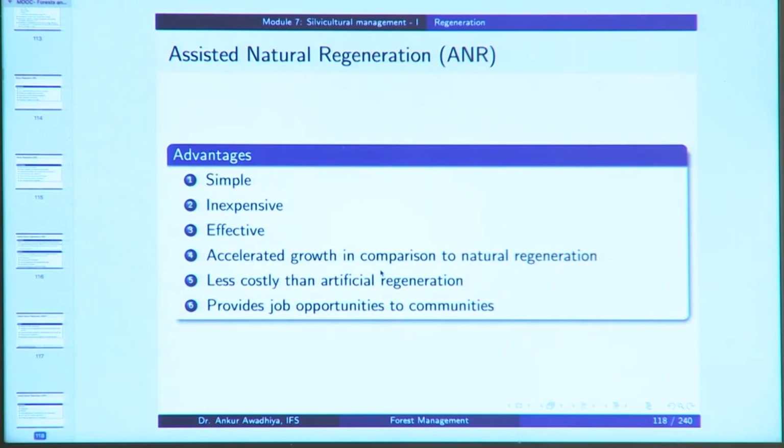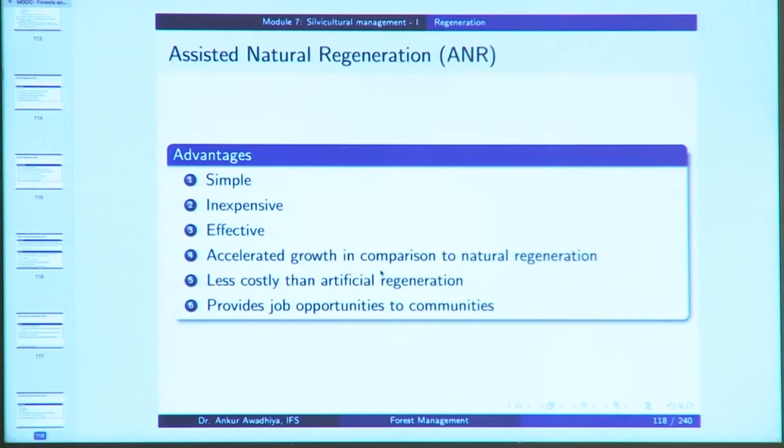Advantages: it is simple, it is inexpensive, it is effective, there is an accelerated growth in comparison to natural regeneration, it is less costly than artificial regeneration. So, essentially this has the benefits of both natural regeneration and artificial regeneration. It is simple and yet it is cost effective. It provides job opportunities to communities, which is very important for, say, social forestry.